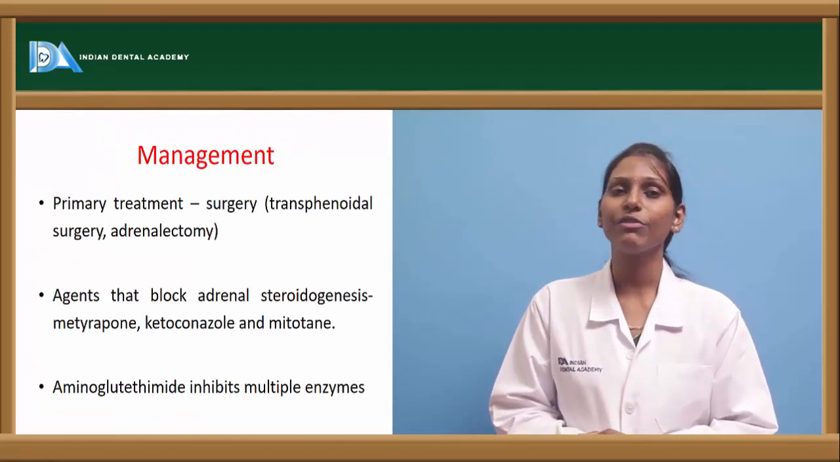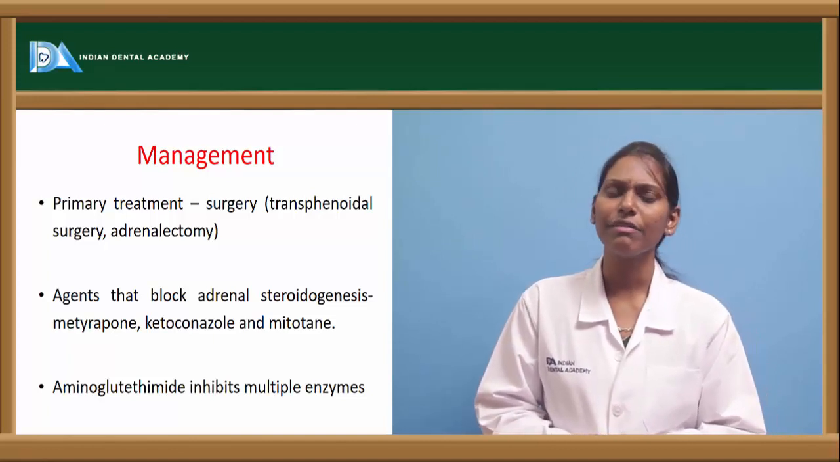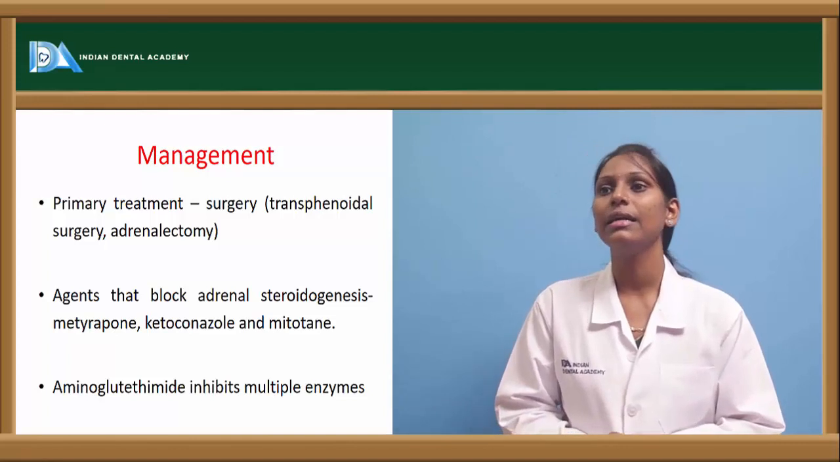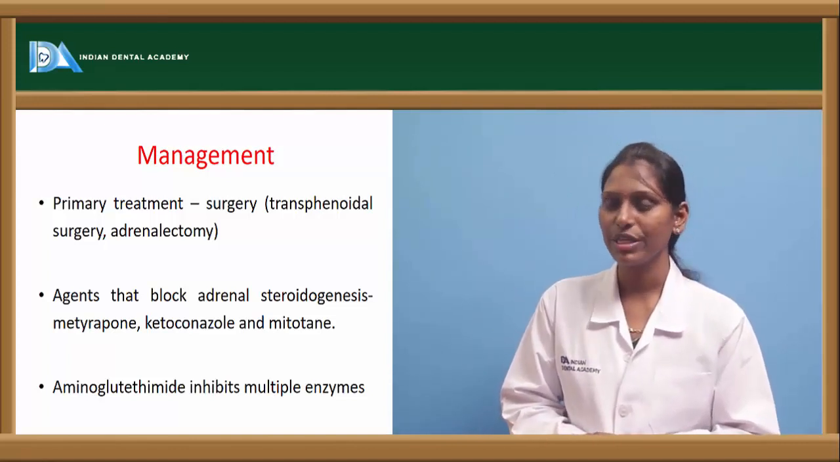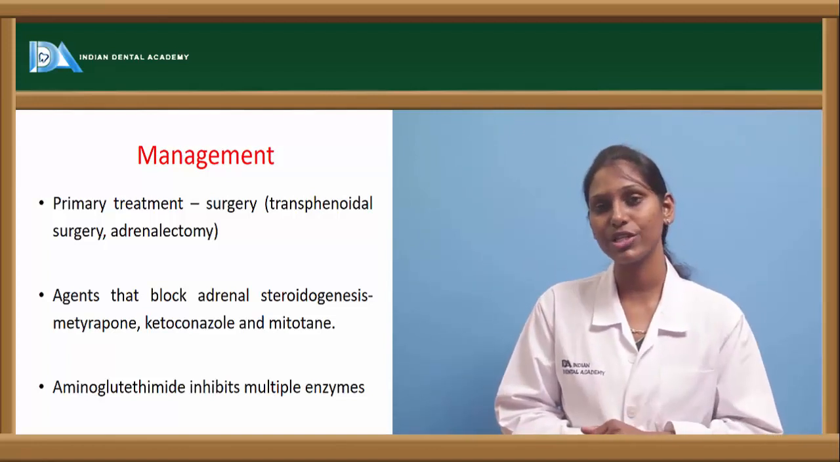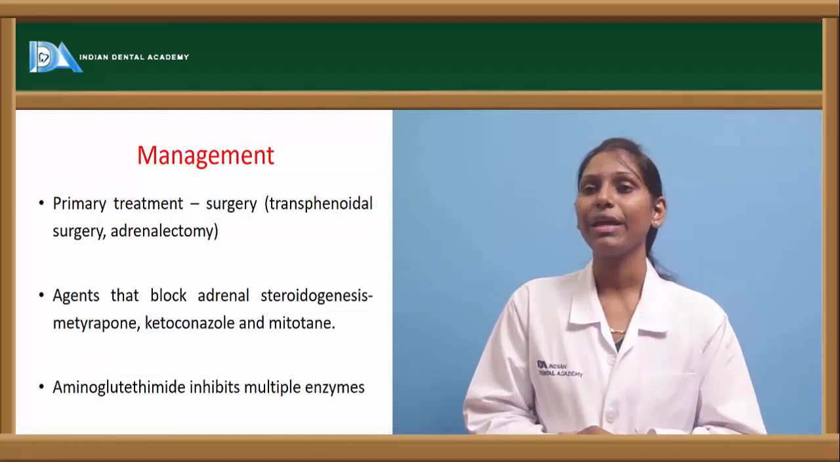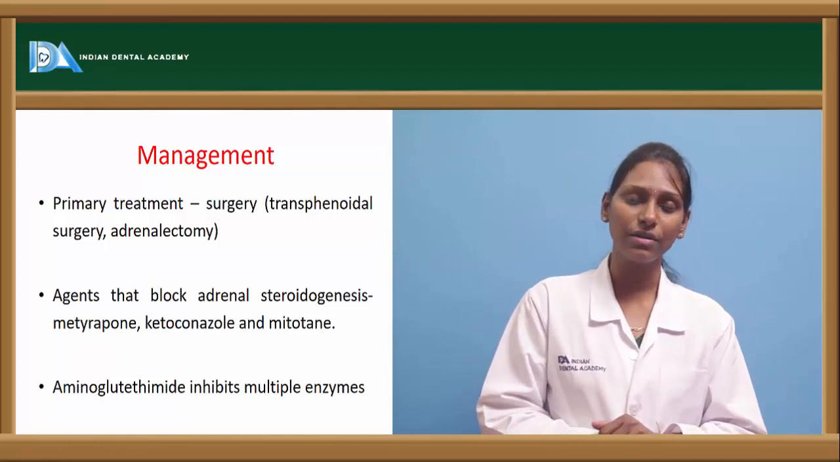Coming to the management, first, primary treatment. Always treat the underlying cause. If the Cushing syndrome is because of primary causes, that is, there is some problem with the adrenal gland, then go for surgery, which is transsphenoidal surgery in case of pituitary hyperplasia, or adrenalectomy in case of adrenal gland tumors.